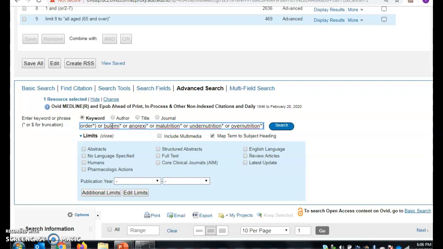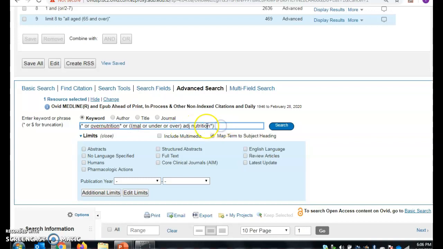What about them coming as a space or dash? Then I would make sure the brackets are written properly. I would write them this way: open bracket, mal, or under, or over, close bracket, ADJ, nutritional star, and another bracket. So this first bracket represents the big one, and the other bracket is for malnutrition or undernutrition.